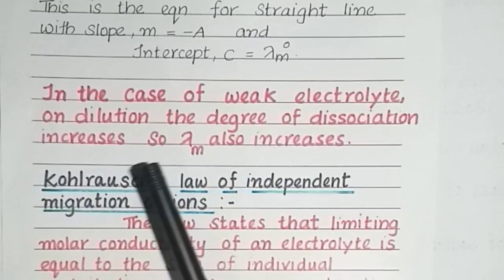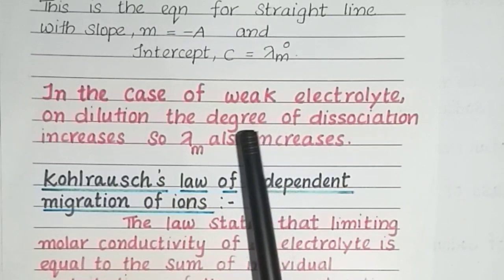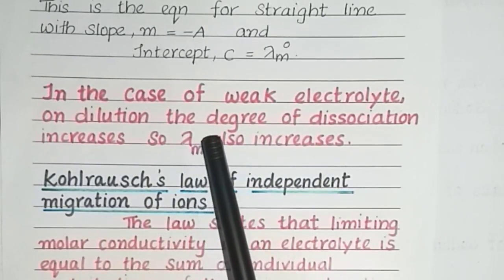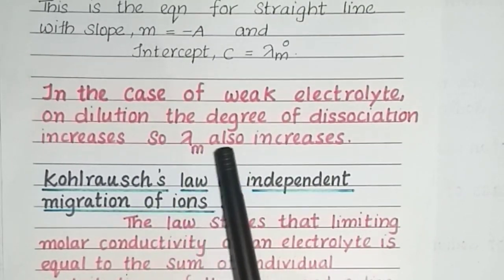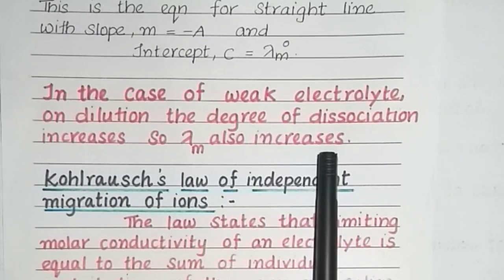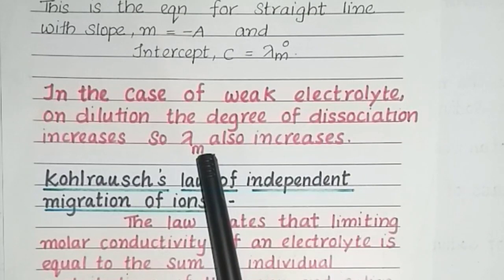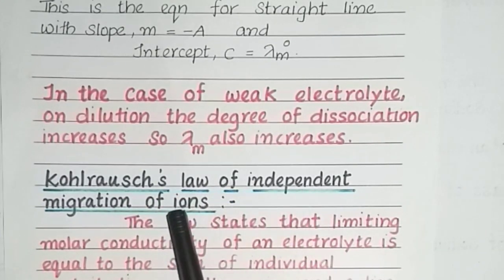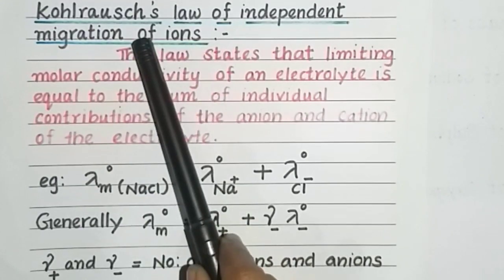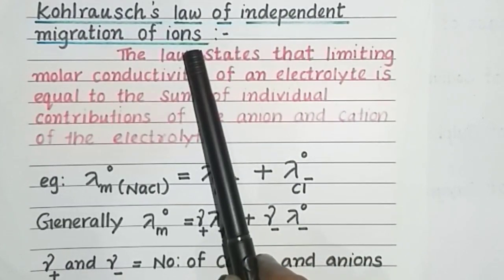We already said that in the case of a weak electrolyte, the molar conductivity increases on dilution because the degree of dissociation increases on dilution. So the lambda m also increases. But from the graph, the lambda m 0 value, that is limiting molar conductivity, cannot be determined. So we next move on to another law, Kohlrausch's law of independent migration of ions. This is an important one for the board exam.